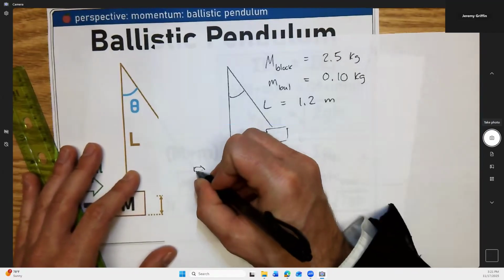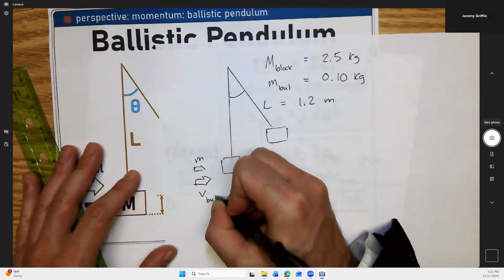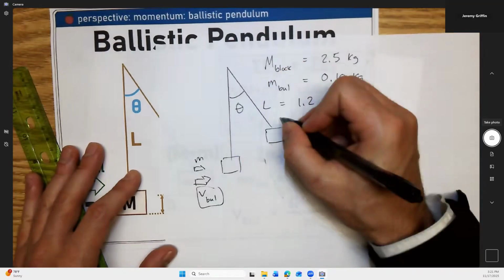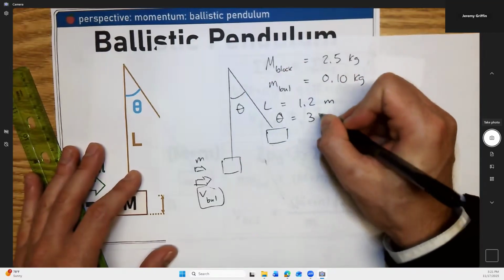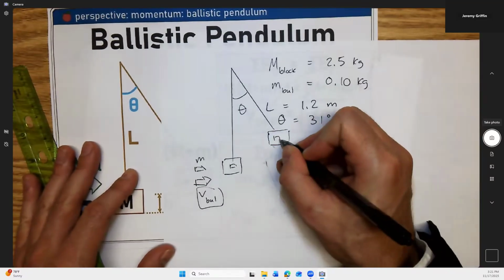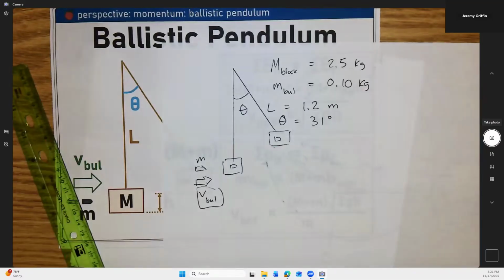So the bullet's going to fire at some velocity, which we're solving for, into the block, and the whole thing's going to swing up to some angle. Let's have that angle be 31 degrees. Now, there's enough information right there where you can solve for the firing speed of the bullet. You guys get that? Are you getting that in your notes?